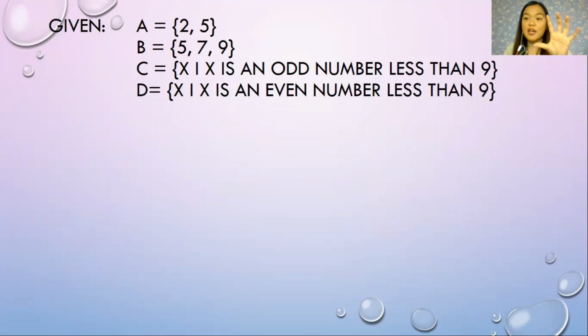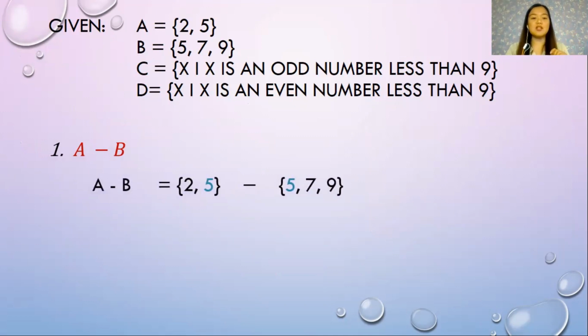So, let's have example for that. Given are the same sets. We have A equals to 2, 5, B equals 5, 7, 9, and C equals x such that x is an odd number less than 9, and D equals x such that x is an even number less than 9. So, the first one we need to know is A minus B. So, i-substitute ulit natin yung nasa A, which is the 2, 5, ayan, minus yung B, which is the 5, 7, 9. So, dito tayo magbe-base.